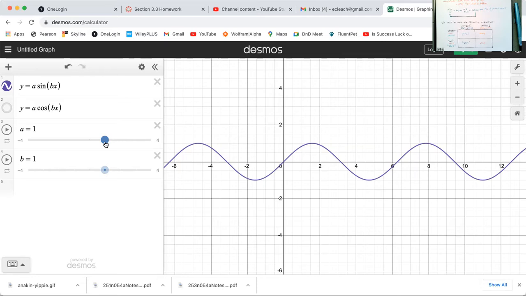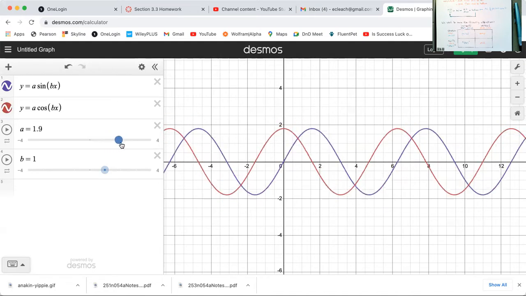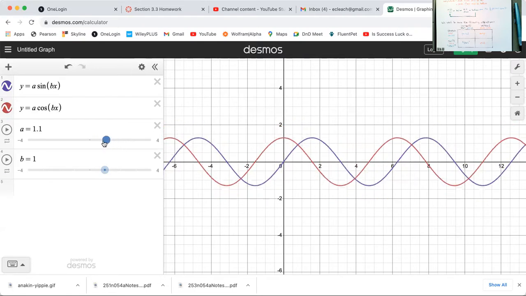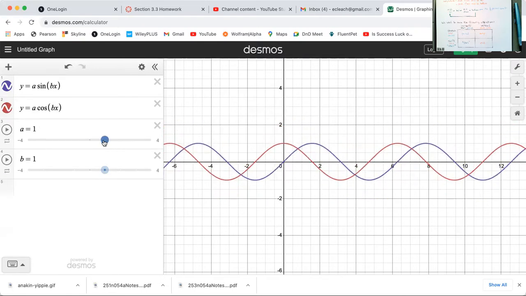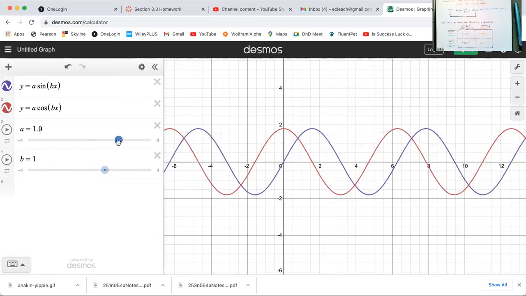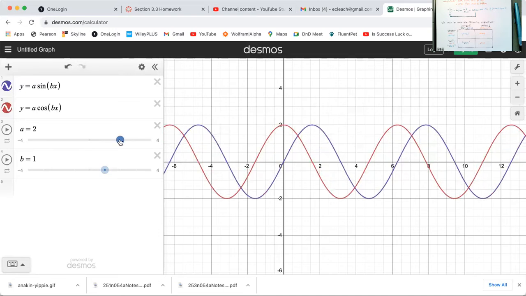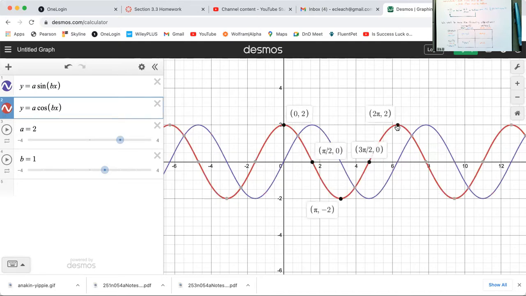Multiplication after the trig function produced a vertical stretch. The same thing happens in cosine. So notice that if I start stretching out cosine, I'm just stretching the graph vertically or squishing it vertically. Let's change another value. I want to put this at 2 so it shows up a little better. Here's our cosine. Middle is still where it should be. The period is still 2 pi. The amplitude has changed to 2.